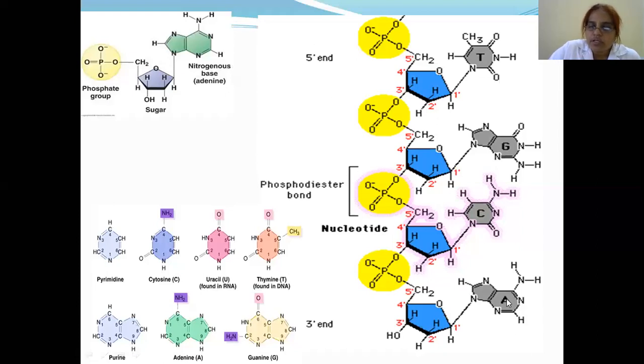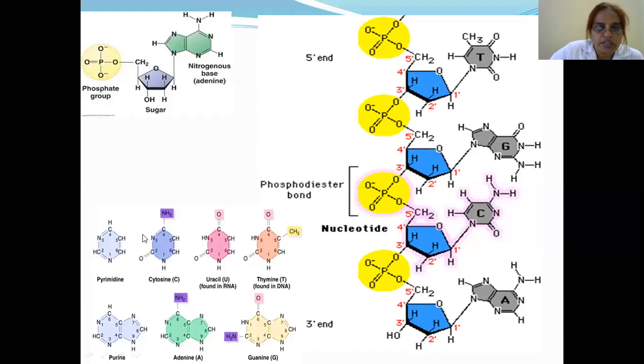Because the nitrogen bases contain carbon groups and the sugar also contains carbon groups. In the sugar molecule there is a first carbon, second carbon, third carbon, fourth carbon, and fifth carbon. The nitrogen base also contains carbon groups, see here the pyrimidines. I am saying nitrogen bases, not only purines and pyrimidines. Each nitrogen base also contains carbon along with nitrogen.